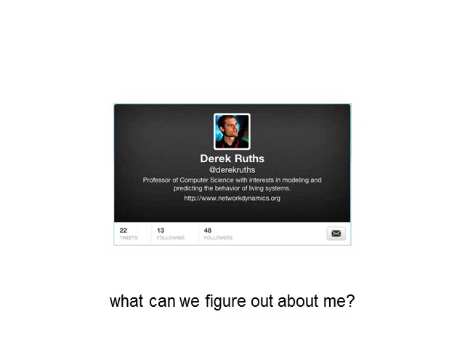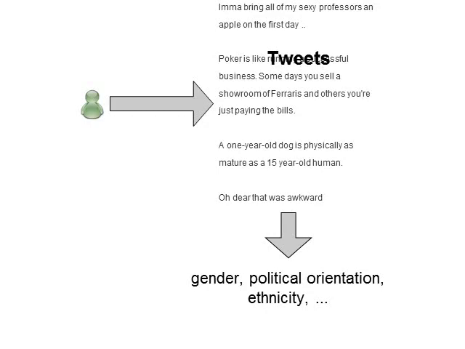The challenge is that when we want a computer to figure out the gender of a user, the political orientation of a user, their ethnicity, or their location, this is what we're working with. These are not my tweets, but these are real tweets that I pulled off of Twitter. A lot of people generate tweets that pretty much just look like this.